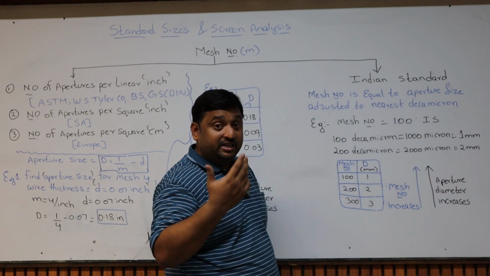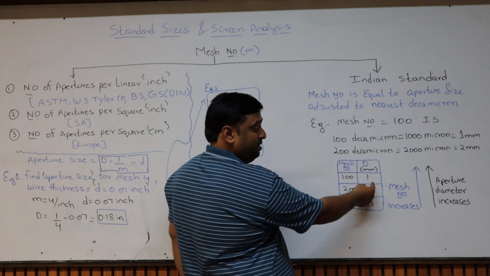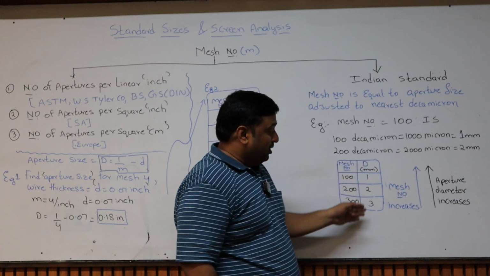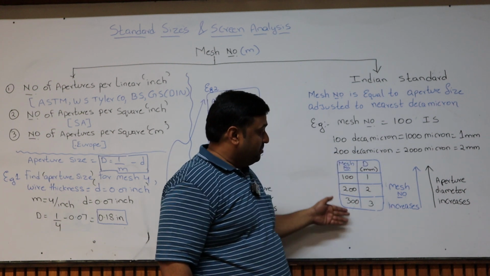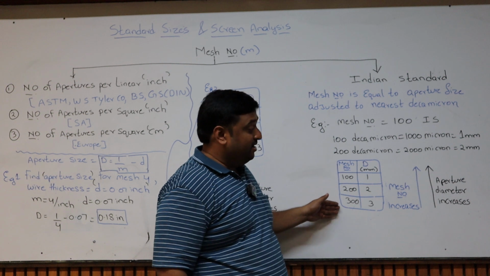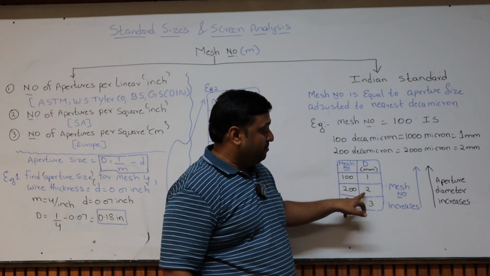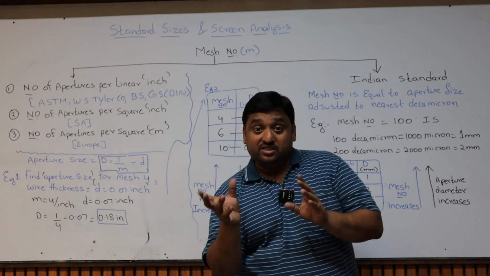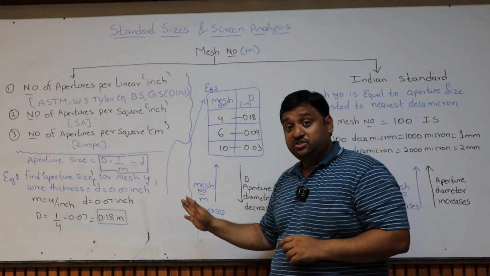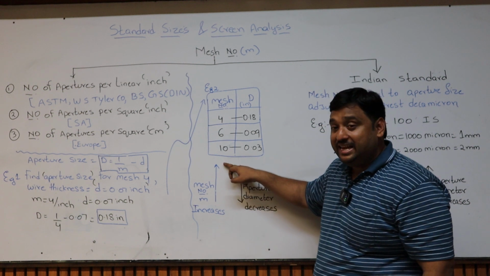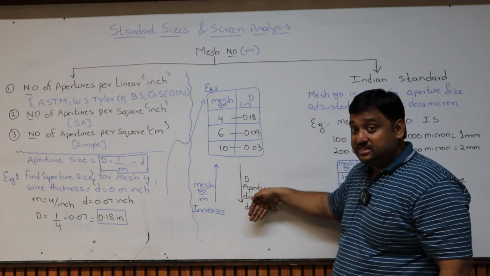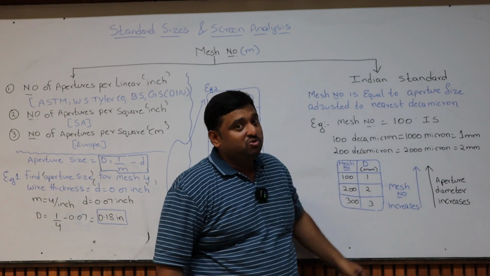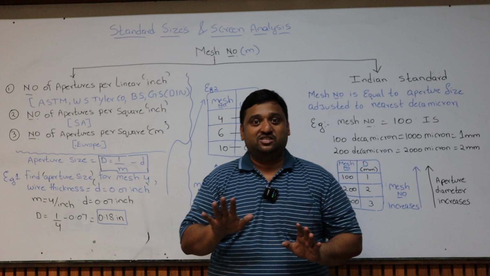What is the typical trend it follows? 100 means 1 mm, 200 means 2 mm, 300 means 3 mm. What trend is it following? Increasing the mesh number 100, 200, 300, the diameter is also increasing: 1 mm, 2 mm, 3 mm. That is what the two arrows are indicating, because it is different from the other set of definitions. You can see here, as the mesh number increases, the diameter decreases. Here, as the mesh number increases, the diameter also increases. This is the typical standardization of screens.